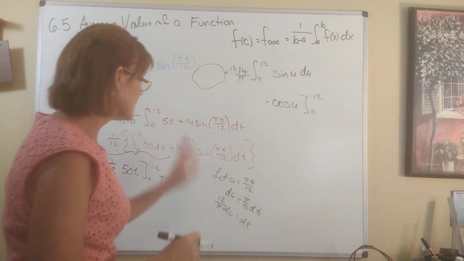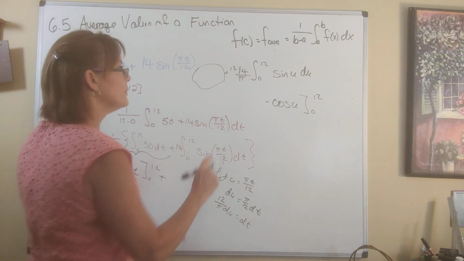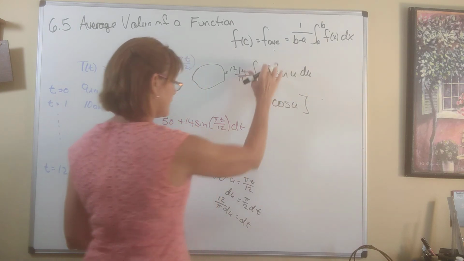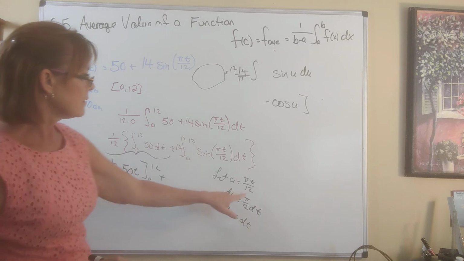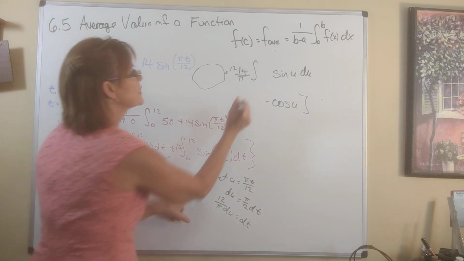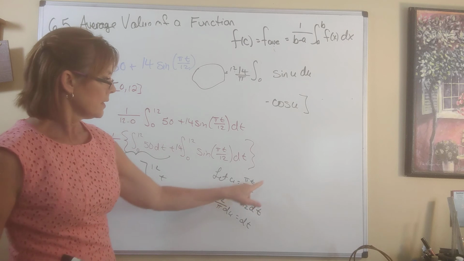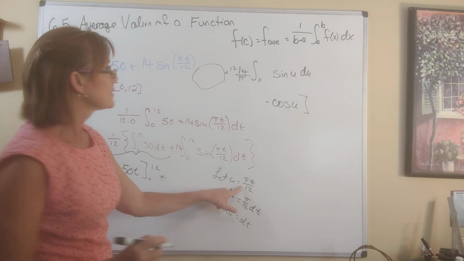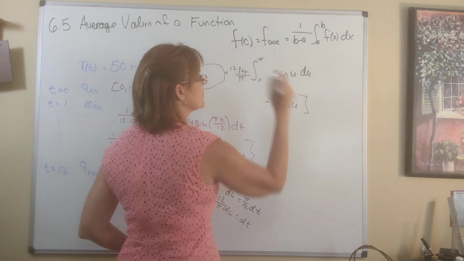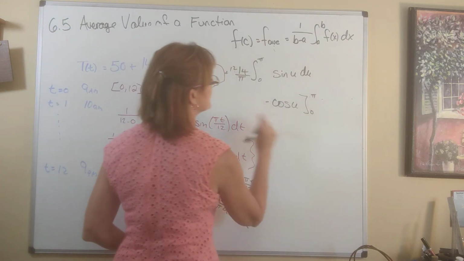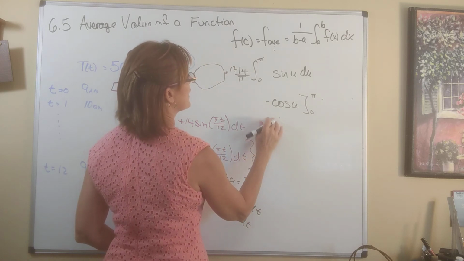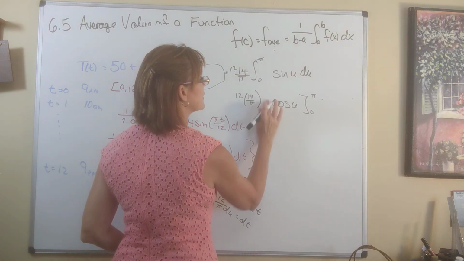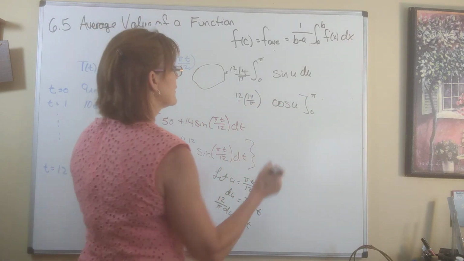Oh, very important. I did not adjust my limits to u. Let me fix that. Let's adjust the limits for u. All right, so what would happen here? 0 divided by 12 is 0. This is still going to be 0. Okay, 12 divided by 12 is 1 times pi, so that's going to be pi. All right, that's better. 0 to pi. What happened out here? I have 12 times 14 over pi, and it's negative. Okay, there's my negative. Okay, so let's evaluate this.